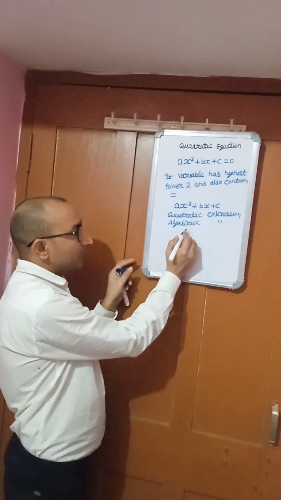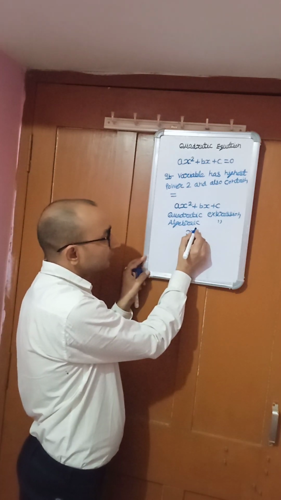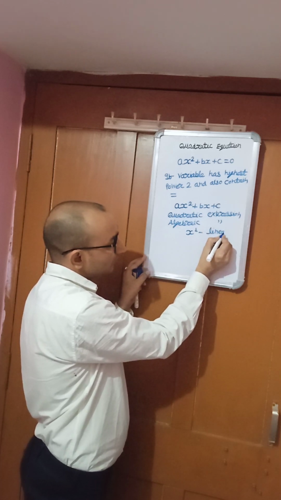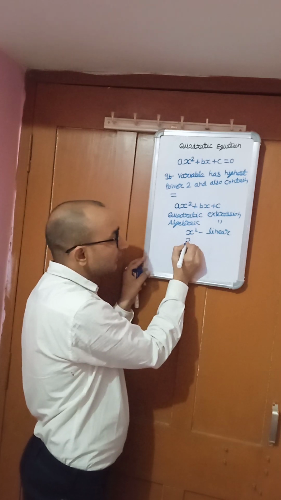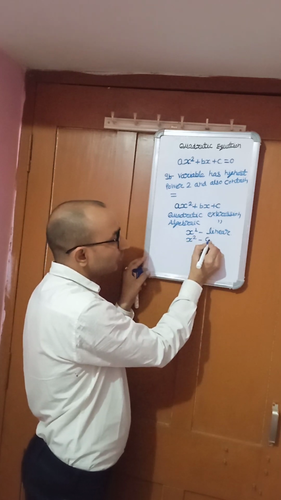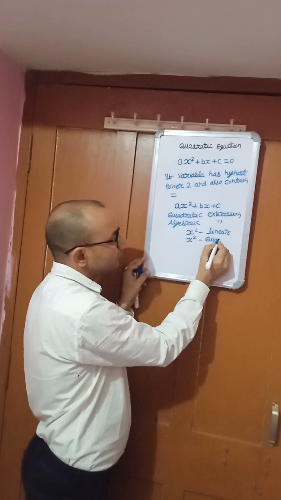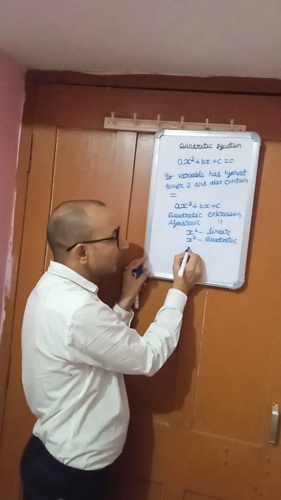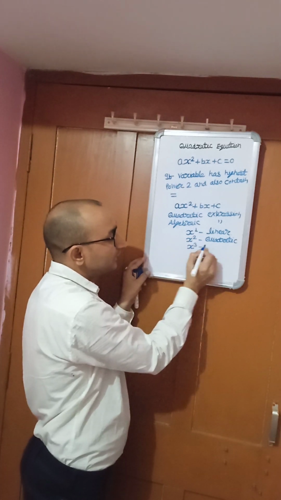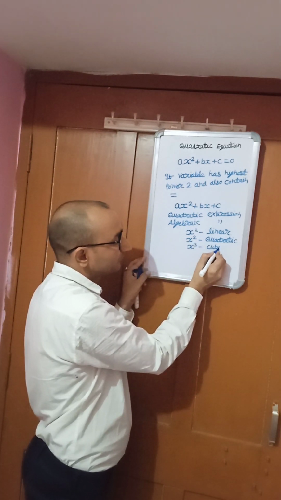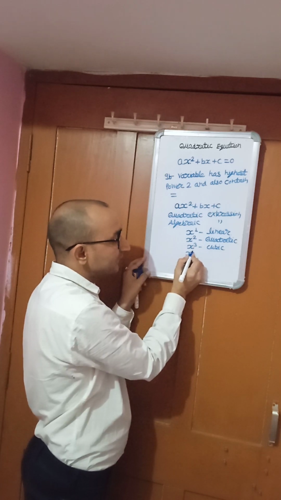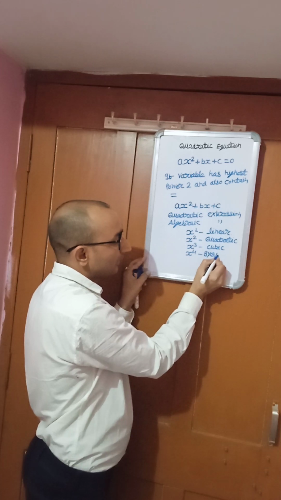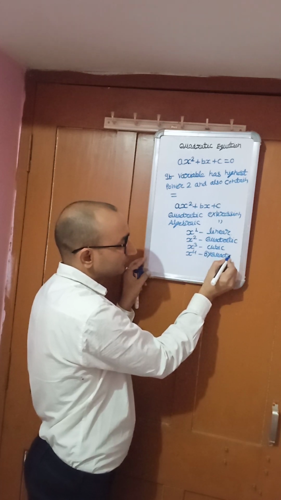If the variable has highest power 1, then it is called linear. If the variable has highest power 2, then it is called quadratic. If the variable has highest power 3, then it is called cubic. If the variable has highest power 4, then it is called biquadratic.